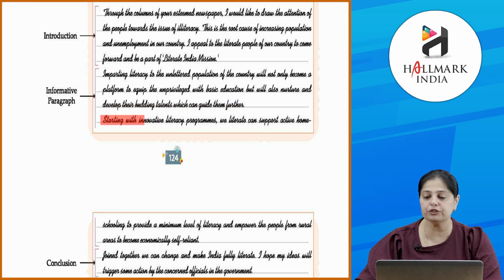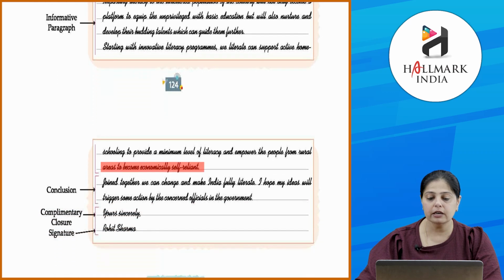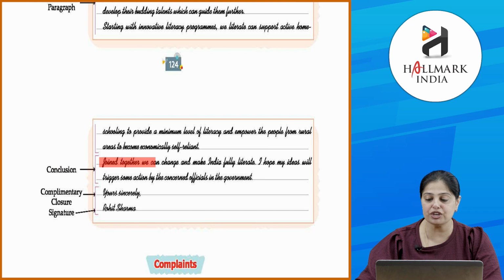Starting with innovative literacy programs, we literate can support active homeschooling to provide a minimum level of literacy and empower the people from rural areas to become economically self-reliant. Okay? Conclusion: joined together, we can change and make India fully literate. I hope my ideas will trigger some action by the concerned officials in the government. Okay? Complimentary closure, signature. Yours sincerely, Rohit Sharma.